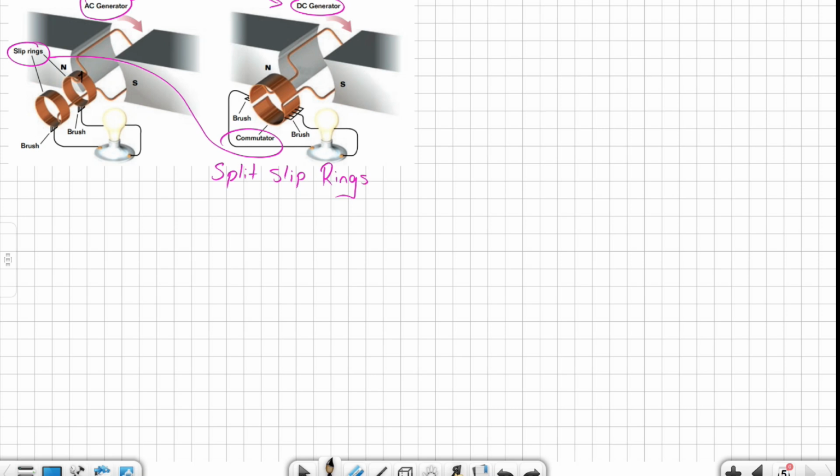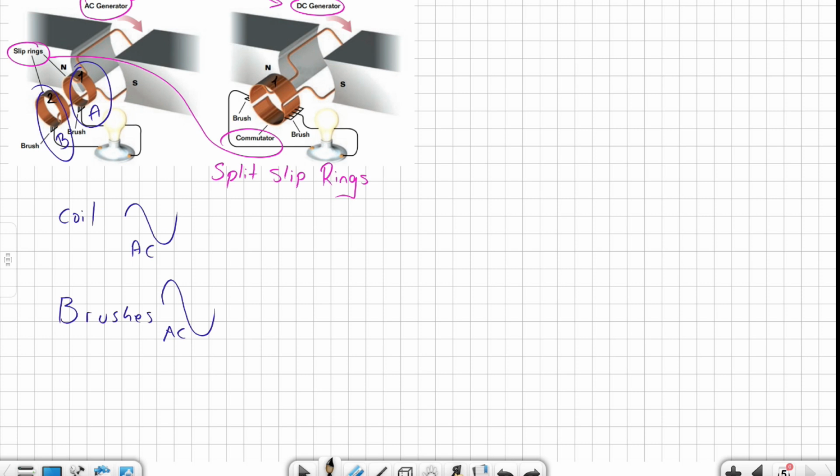Let's pay attention to the AC generator. We have two slip rings. I will name them slip ring 1, slip ring 2. I have two brushes. I will name them brush A and brush B. Brush A and the first slip ring are always in contact, and brush B and slip ring 2 are always in contact too. Whatever happens in the coil, you will have the same thing in the brushes. So if I have an AC in the coil, I will have the same AC in the brushes too.